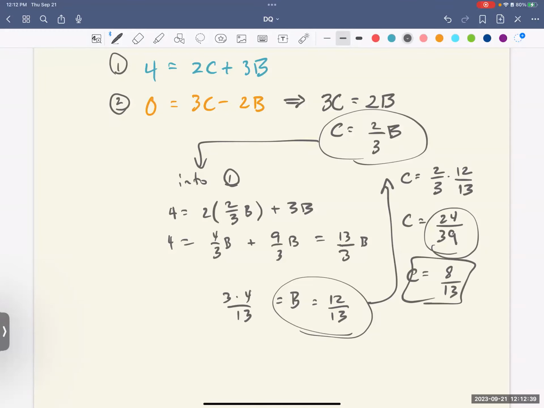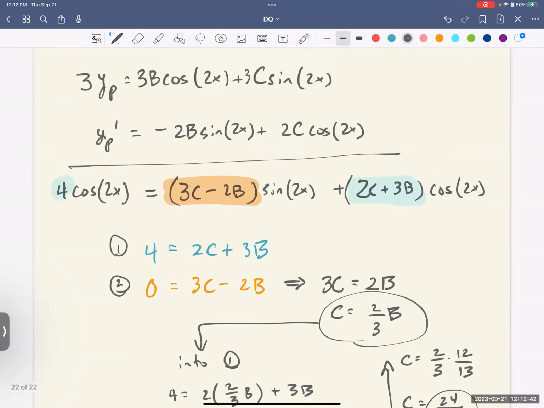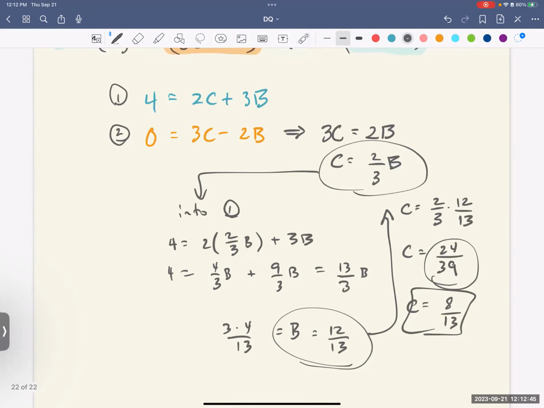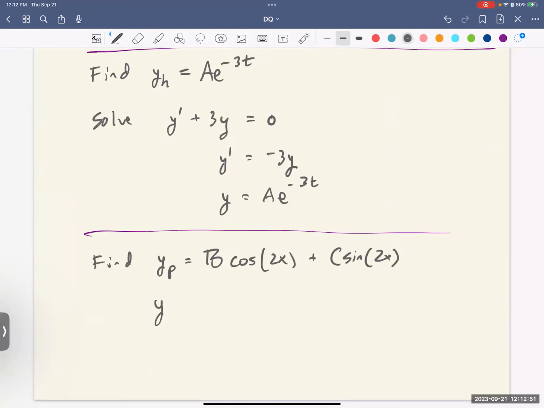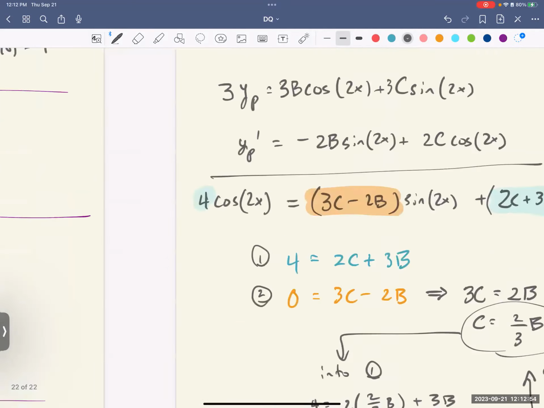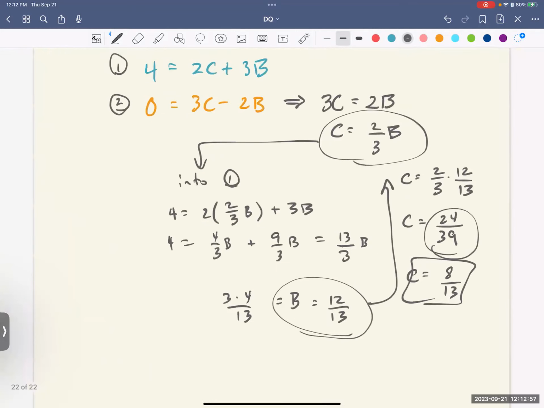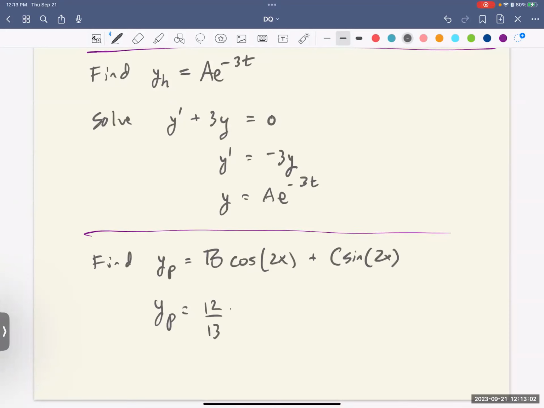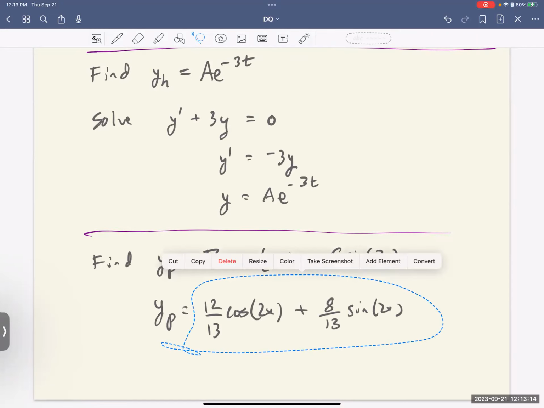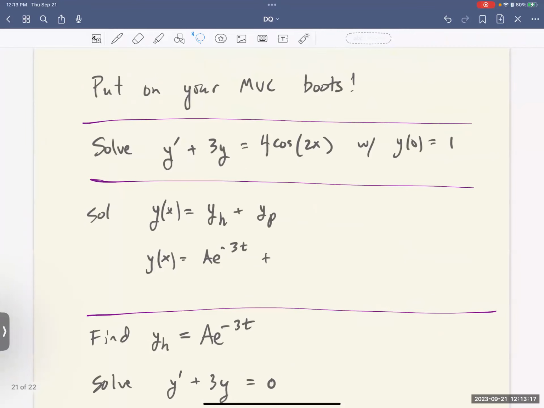So now we know b, we know c. So our particular guess, let's go back over here to our y sub p. So now we know y sub p. B, we had said, was 12/13, and then c is 8/13. So we have 12/13 cosine 2x plus 8/13 sine 2x. And let's plug that in to our particular solution. Let's copy that, put that there.